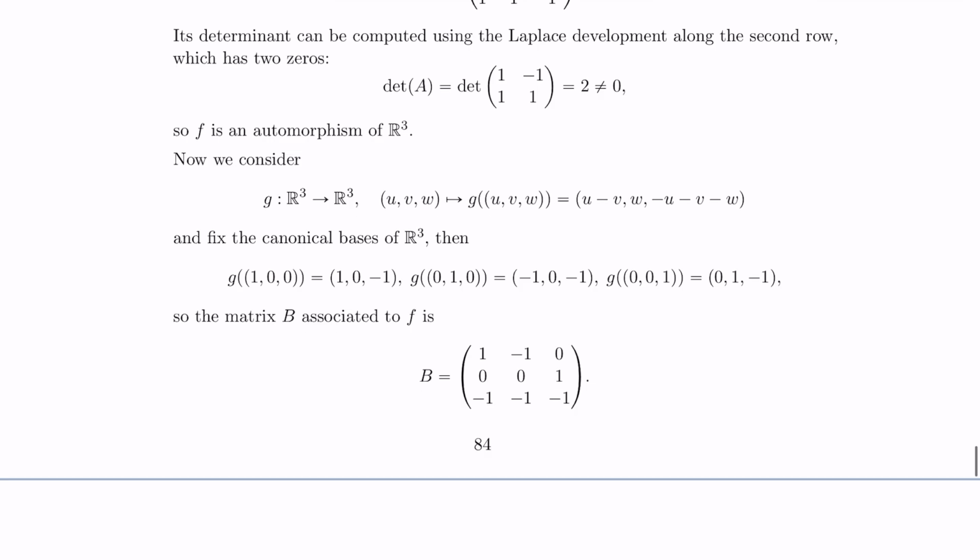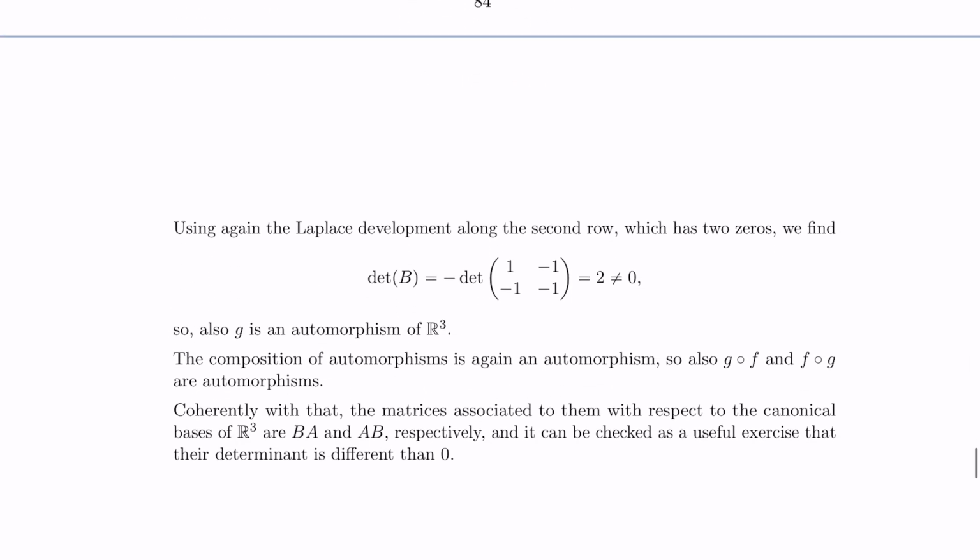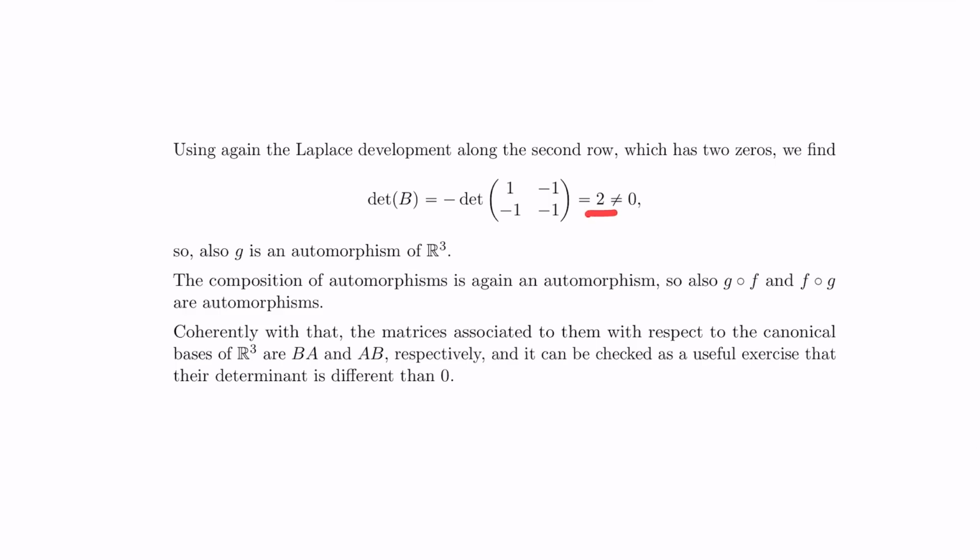We repeat the same reasoning on the linear map G. We apply G to the three vectors of the canonical basis of R3. We obtain these three vectors here, which are the columns of the matrix B associated to G, and we compute its determinant. We see that the second row of B has two zero entries, and so it is convenient to use the Laplace development along the second row of B in order to compute its determinant. This is exactly what I've done here, and we find again that the determinant is 2, different than 0, and so also G is an automorphism of R3.